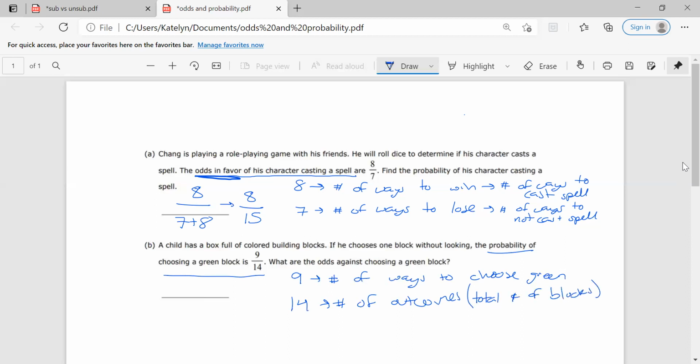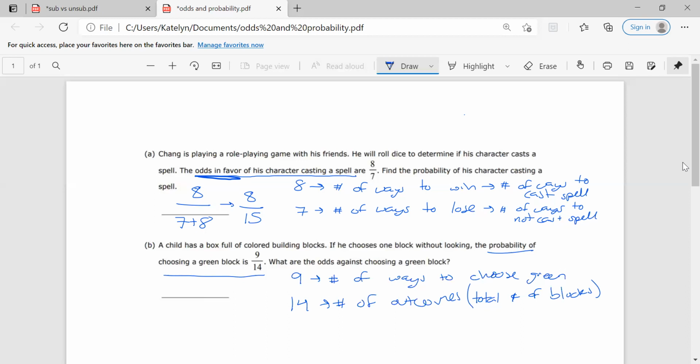Just remember, when you're given the probability, the numerator is going to be the total number of ways of the probability you're looking at. This is the probability of choosing a green block, so the 9 would be the total number of ways to choose a green block. The denominator in the probability is going to be your total number of outcomes. Here we're choosing blocks out of a box, so the 14 would be the total number of blocks we have in the box.